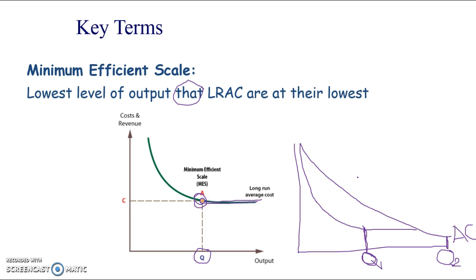So it can act as a barrier to entry, because it suggests that you have to be a certain size before you can be productively efficient. If you're entering the market as a small little firm, and you're coming up against a big firm and there's a really high MES, that means that their costs of production are going to be significantly lower than yours.